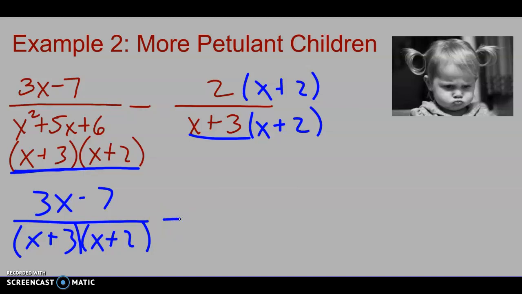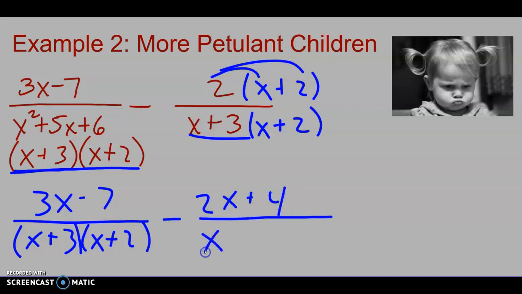And on the right side, we have to do some work. The left side stayed the same because it didn't need to change, much like our first fraction example. But on the right side, we needed to give that an x plus 2. So we end up with 2x plus 4 over x plus 3 times x plus 2.